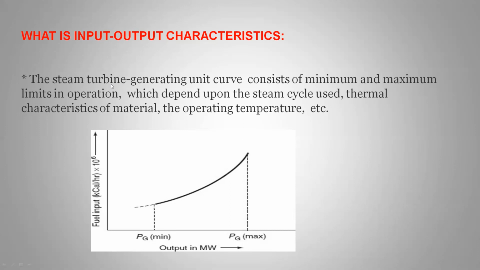The steam turbine generating unit curve consists of minimum and maximum limits in operation, which depend upon the steam cycle used, thermal characteristics of material, the operating temperature, etc. So this is the input output characteristic in the power generation.